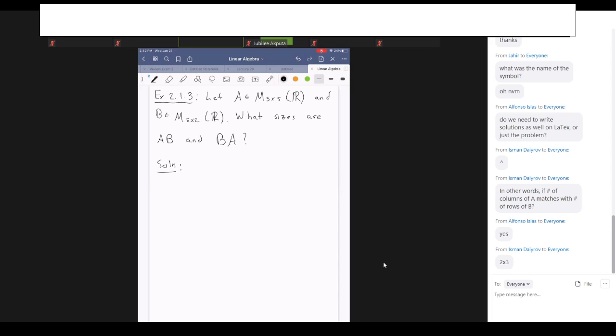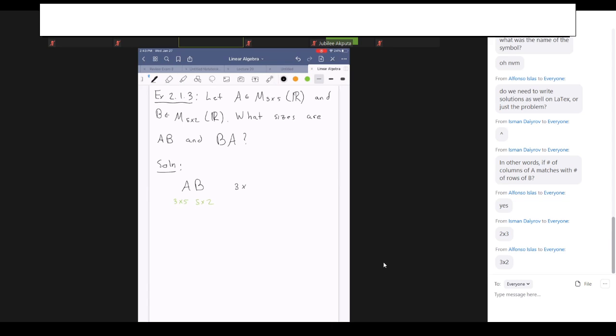So according to this, what is the size of A times B going to be? According to what I just said previously. 3 by 2. So if it helps, just do the thing, right? This would be a 3 by 5, and this would be a 5 by 2. So what size would this be? A 3 by what? 3 by 2. Yeah. So this would be a 3 by 2 exactly.